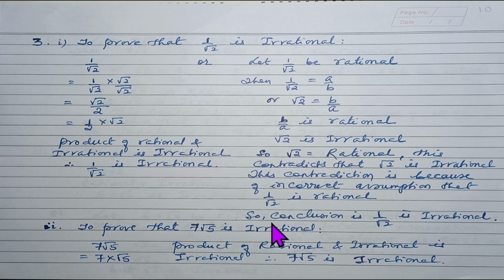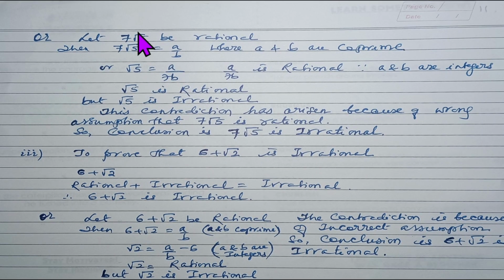Please remember that. Okay, now to prove that 7 root 5 is irrational, very simple again, 7 is rational, root 5 is irrational, product of a rational and irrational is 100% irrational, so that is a direct method. But we again can prove this by contradiction method. So let us assume that 7 root 5 is a rational number. If 7 root 5 is rational, then 7 root 5 is equal to a upon b, where a and b are co-primes. Now bringing the 7 down becomes division, so root 5 is equal to a upon 7b.